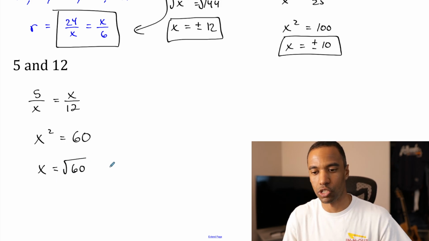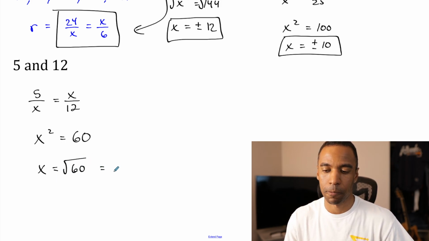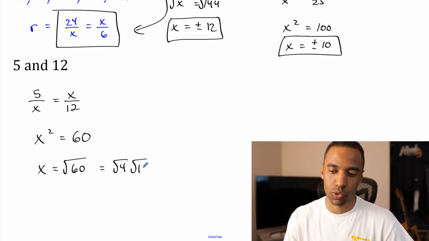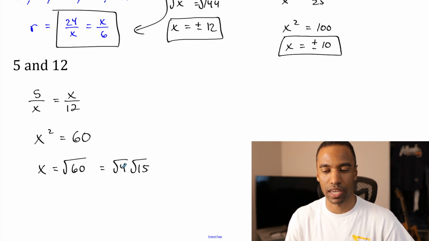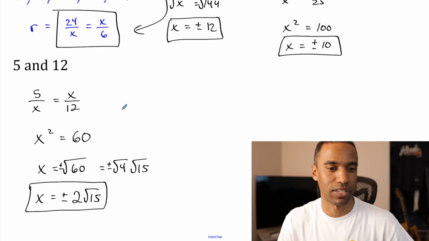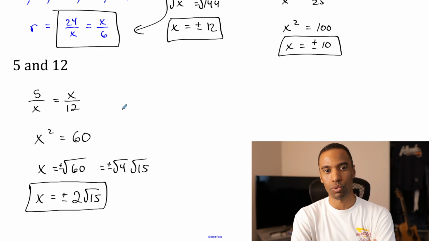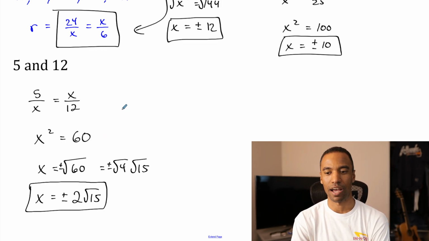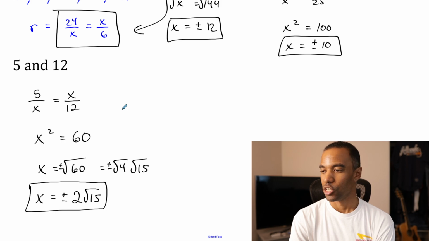But you can simplify this radical. If you recall how this works, let's find the largest perfect square factor that can divide out. In this case, it's 4. And the square root of 4 is 2. So you'll get plus or minus 2 root 15. See, not a very obvious answer that time. So plus or minus 2 root 15, that is the geometric mean of 5 and 12.